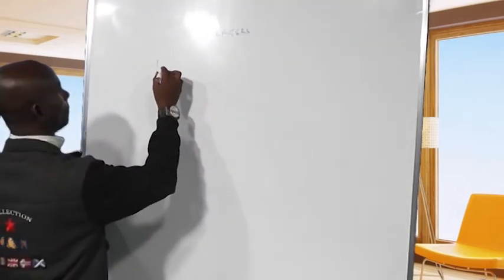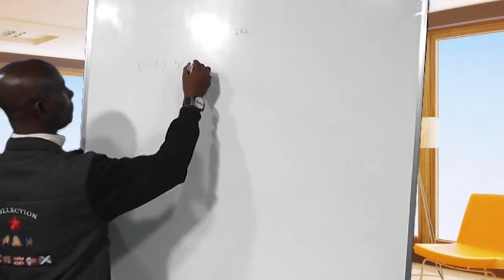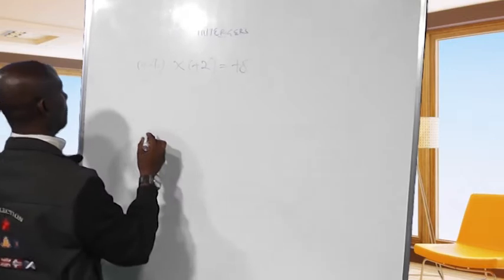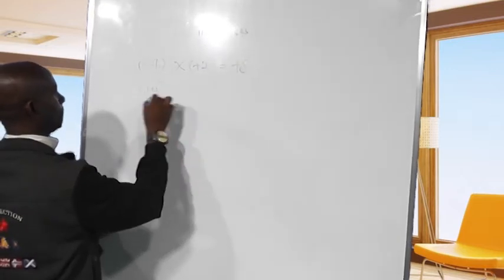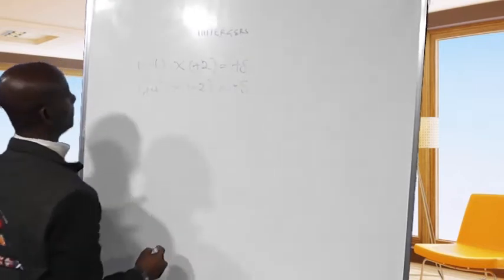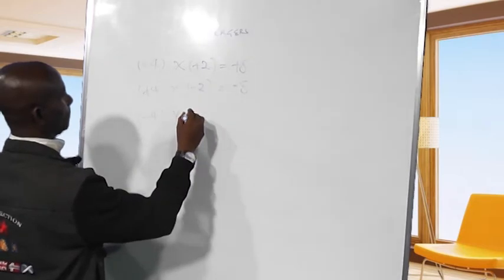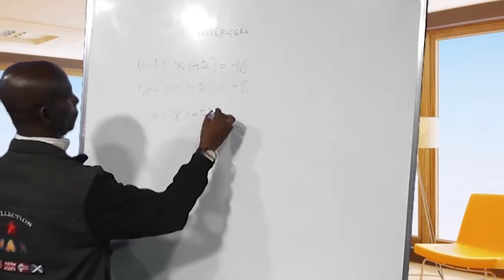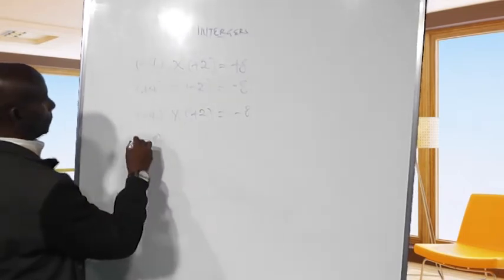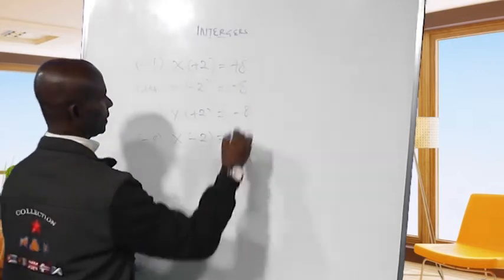Multiplication. 4 positive times positive 2. We have positive 8. Plus 4 times minus 2. We have minus 8. Minus 4 times plus 2. We have minus 8. Minus 4 times minus 2. We have plus 8.